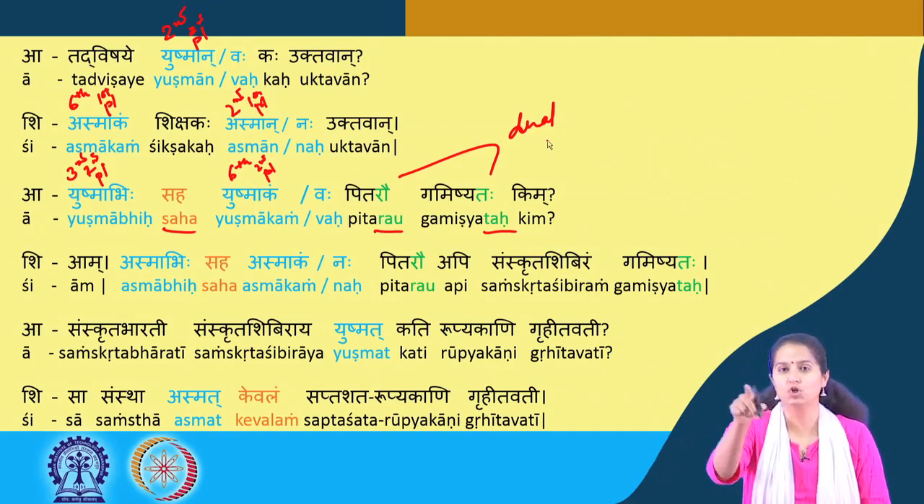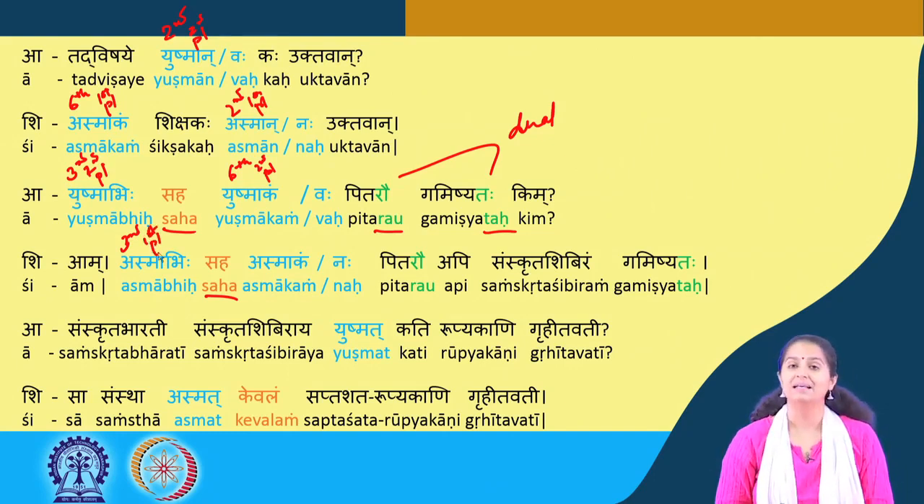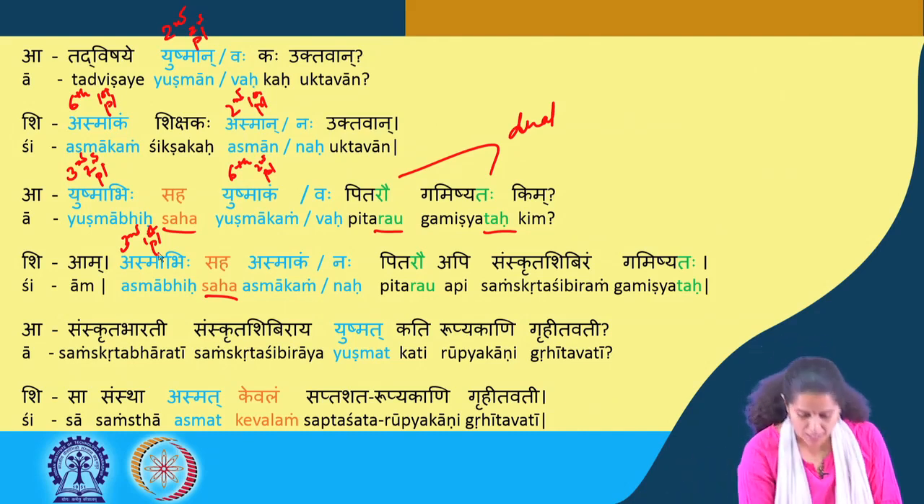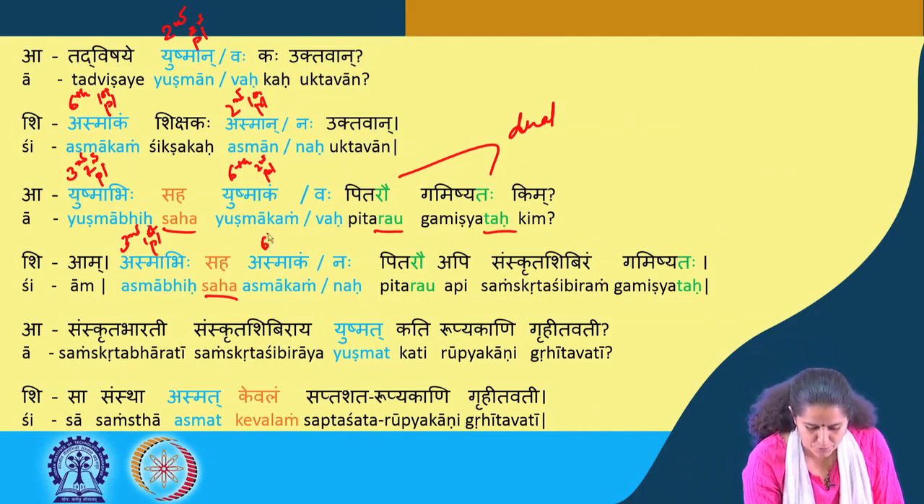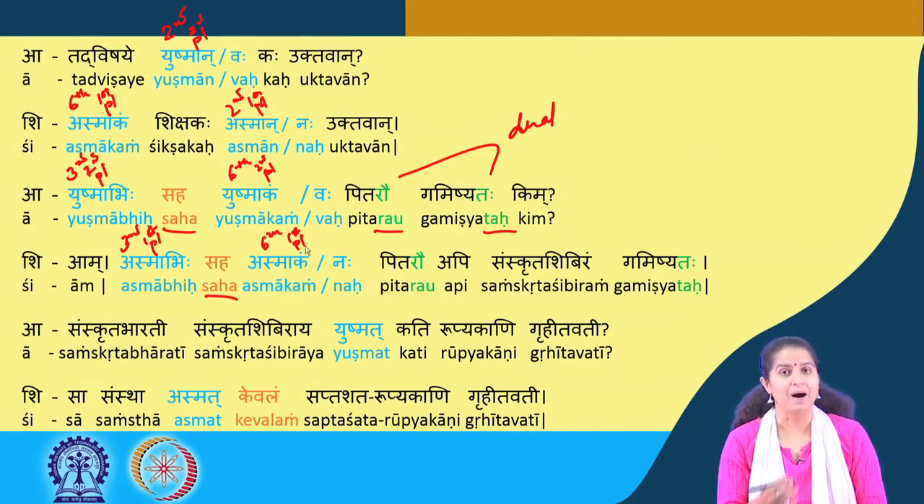Asmabhihi saha. So yushmabhihi and asmabhihi. So because there is a saha, it will automatically become the third case for the first person plural. So asmabhihi saha, asmakam or naha, and we've seen that before. So it's the sixth case for the first person plural. Naha pitarau api Sanskrita shibiram gamishyatah. Uttamam.